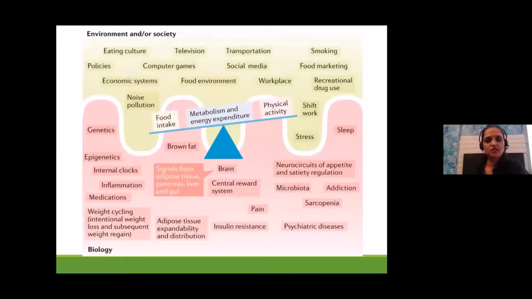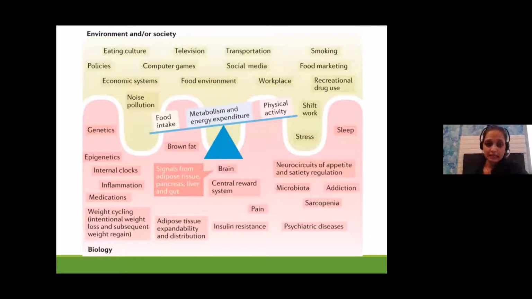A little extension of the interplay that happens between environmental or societal factors and the biology is the genetics, the epigenetics, the internal clock, inflammations, the weight cycling. There are sportsmen, athletes, or people who would repeatedly gain weight and lose weight, and that also increases the number of adipocytes, the adipose tissue expandability and distribution, the amount of brown fat, white fat, the brain and central rewarding system.